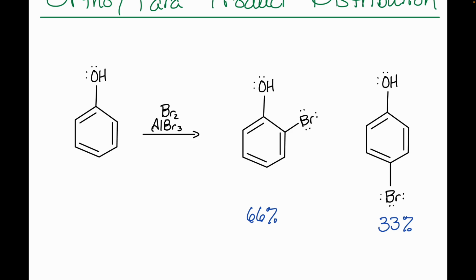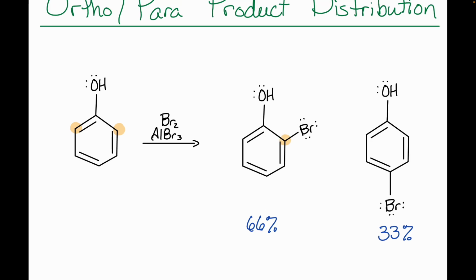Anybody have a guess? What's up? Boom, awesome. There are twice as many ortho positions as there are para positions, right? So if I stuck my bromine here or here, I would have my ortho product. And there's only one of those para carbons, right? So it's just a numbers game. If you're randomly sticking stuff somewhere, you have twice as much of a chance of putting it in the ortho position as you do of the para position.